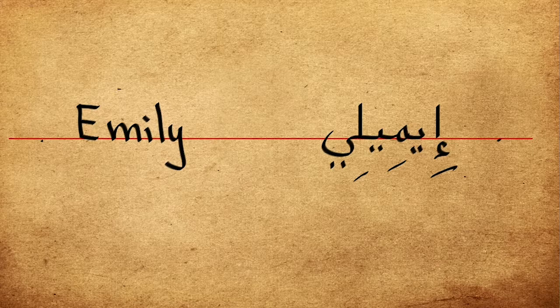This is Emily, and here the Hamza is beneath the Alif, the initial form of Ya, medial form of Mim, medial form of Ya, and this is Lam, the medial form, and the final form of the letter Ya. The next one is Elizabeth.